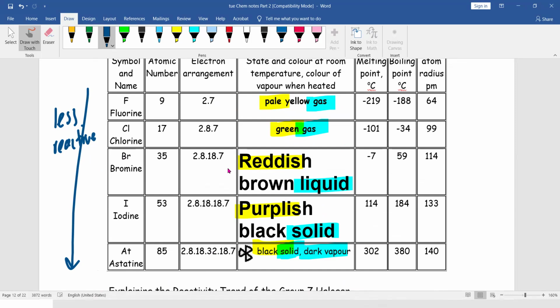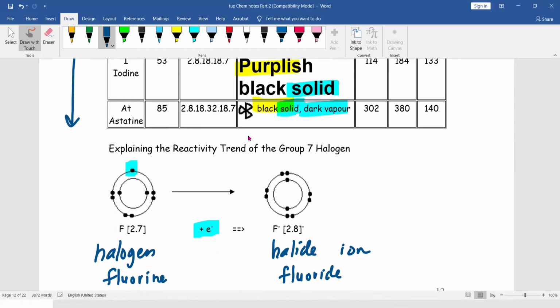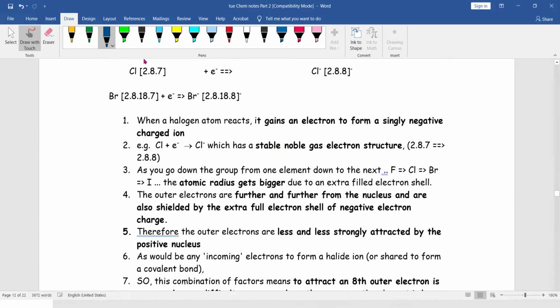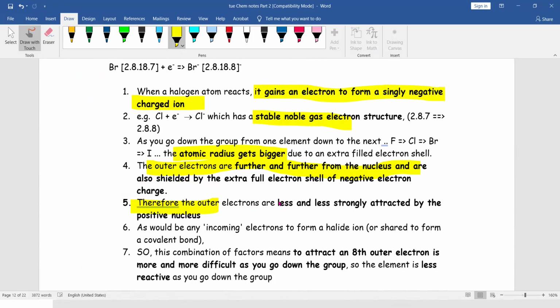Its attractive force between the nucleus and the valence electron is weaker instead of stronger. Okay, can you understand? So when a halogen atom reacts, it gains an electron to form a negatively charged ion. It has a stable electron arrangement. As you go down, the atomic radius becomes bigger. The outer electrons are further and further from the nucleus and are also shielded. Therefore, it is less and less strongly attracted.